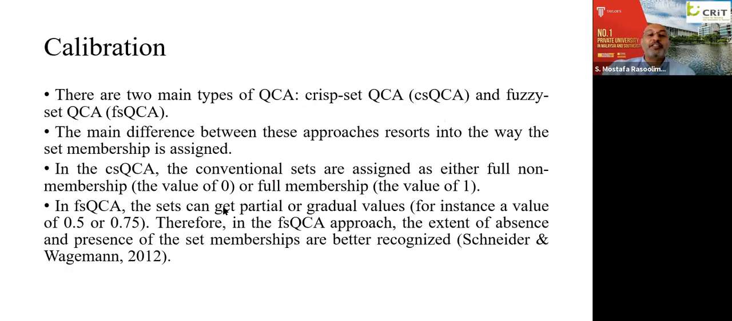But we have different types of calibration and setting membership. Here, I highlighted the two main types of calibration that are the most important, and in the literature you can see the focus is on these two main types. One is crisp-set QCA and one is fuzzy-set QCA. For crisp-set QCA, calibration is done for only two values, so we have a dichotomy if we apply crisp-set QCA, or csQCA.